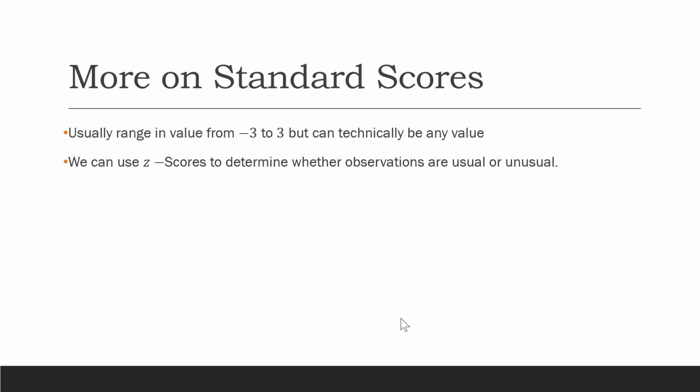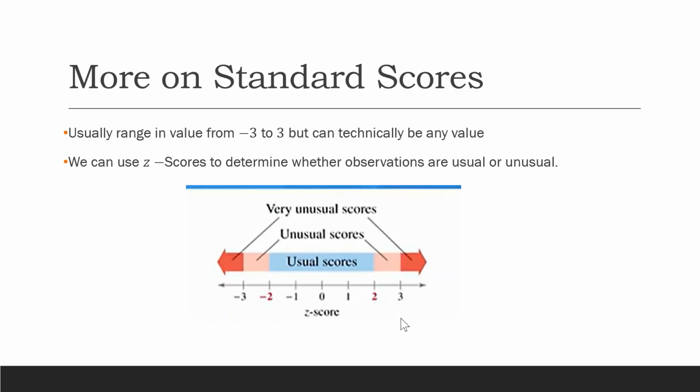They usually range in value from -3 to 3. However, a z-score or a standard score can be any value from -infinity to +infinity. But like I was saying, they usually range in value from -3 to 3. We can use these z-scores to determine whether observations are usual or unusual based off of this graphic here.